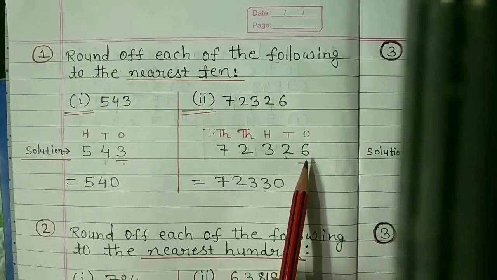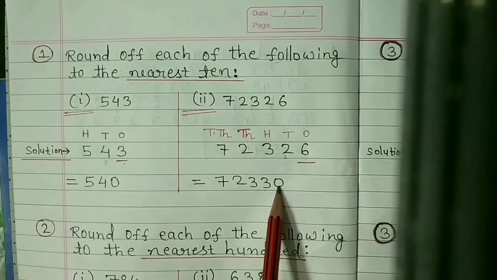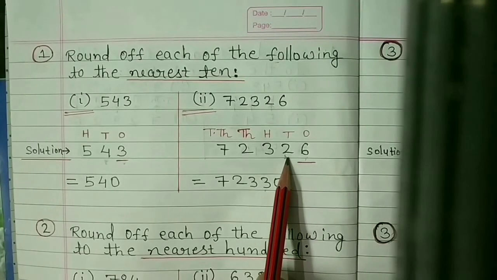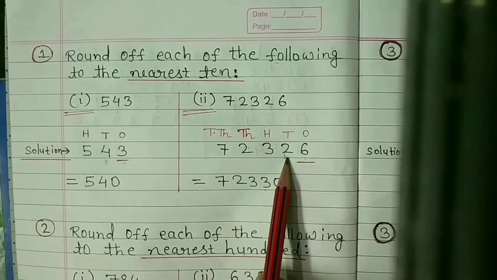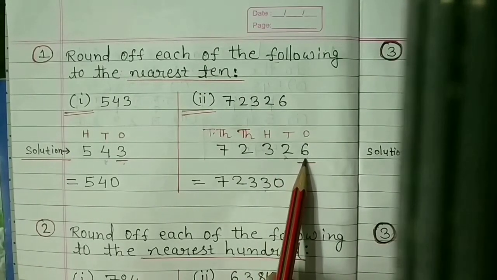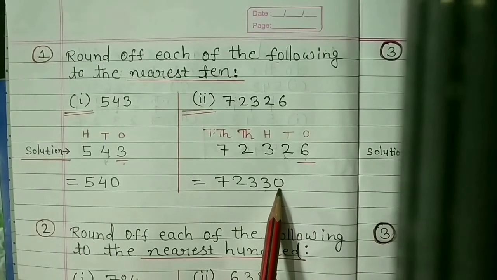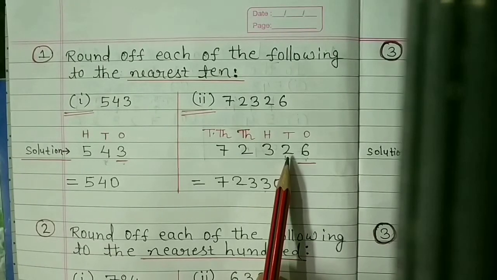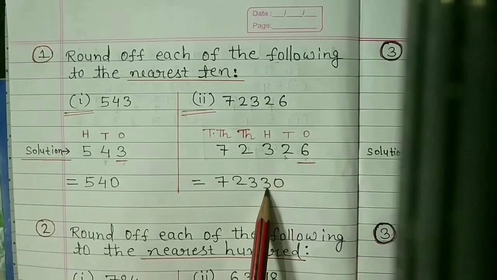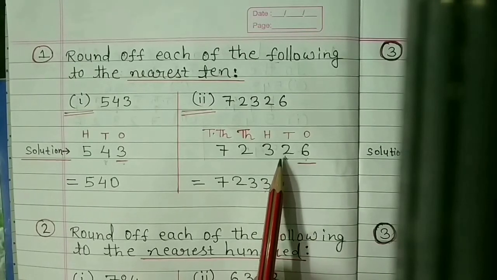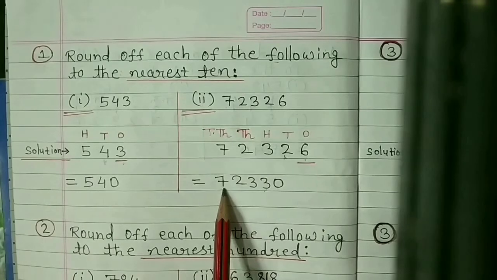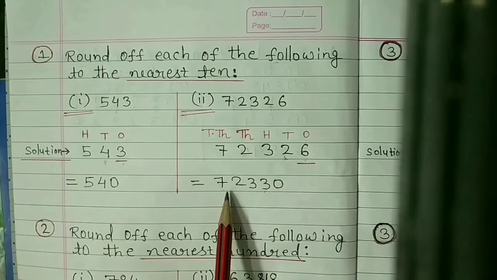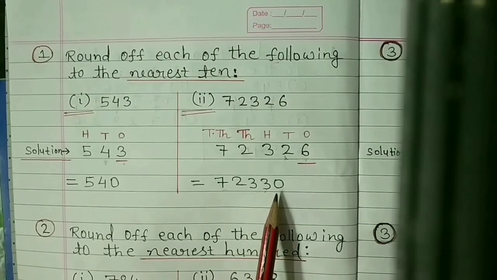Our next step is to make this digit 0, and we are going to add 1 to this tens place digit. Again, I am saying we are going to make this digit 0, and add 1 to this tens place digit, that is 2 plus 1, 3. And we will write the remaining digits as they are. So this number is also done, that is 72,330.